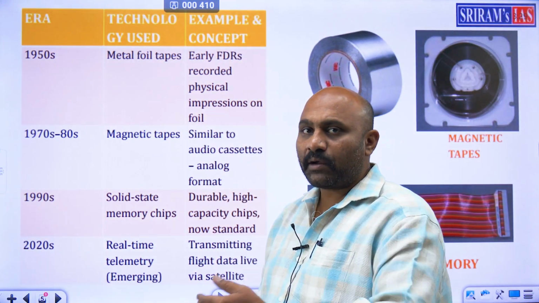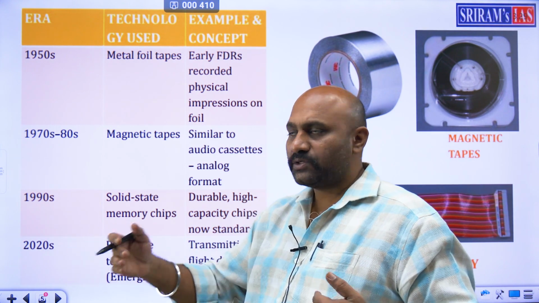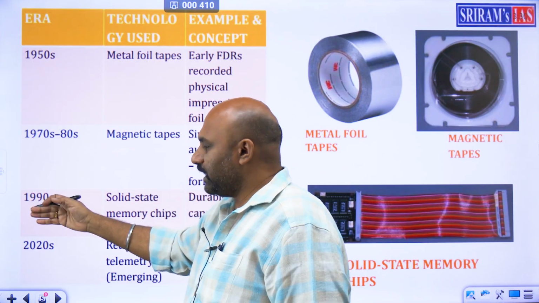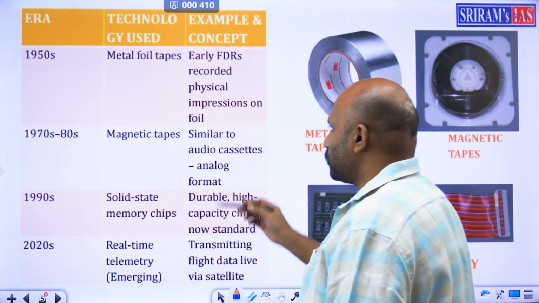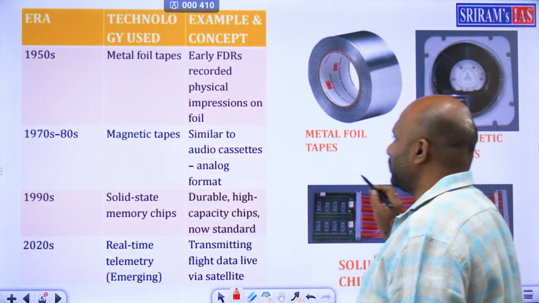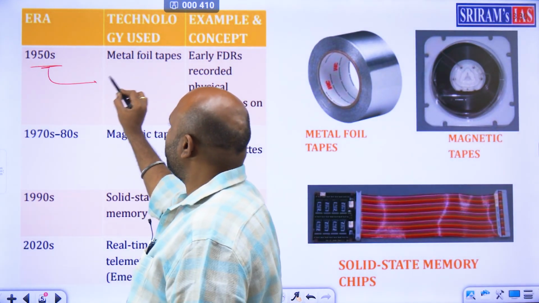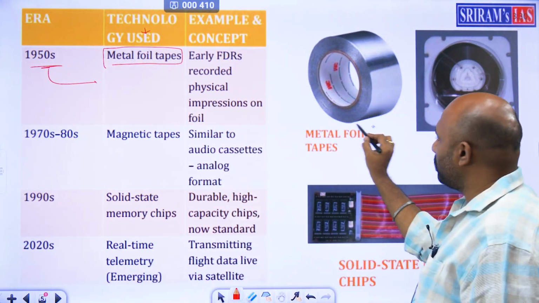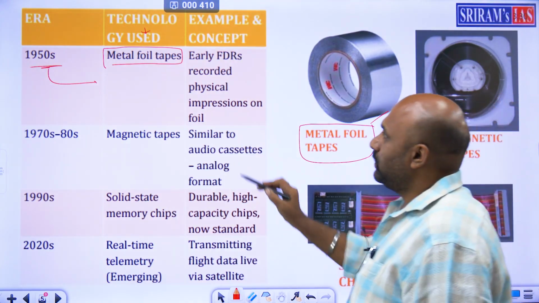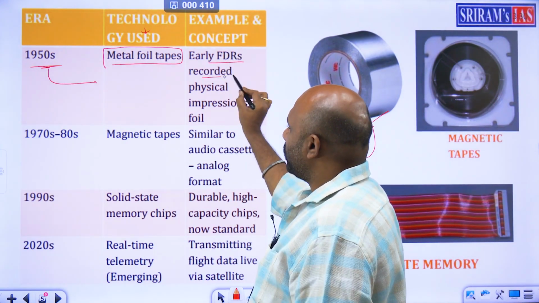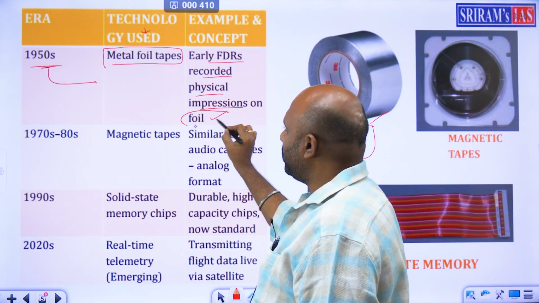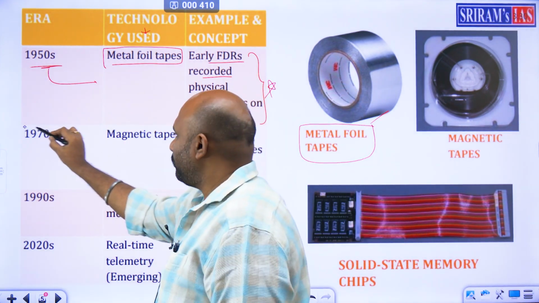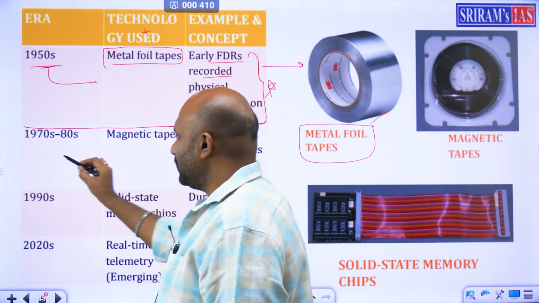So actually, black box should have started long back. So let's look at what they did in the 1950s, what they used in the 1970s, 80s, in the 1990s, and in the 2020s. So in the 1950s, they used something called metal foil tapes. That was a technology which was used. So metal foil tapes look like this, right? Because of this, early FDRs recorded physical impressions on the foil. So impressions are made on the foil. That is how they recorded in the 1950s, using these metal foils.